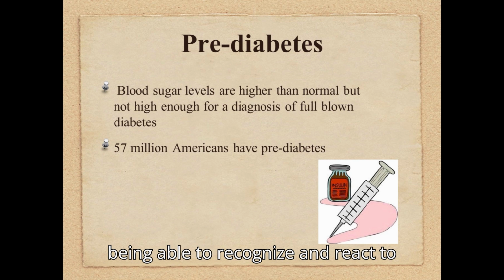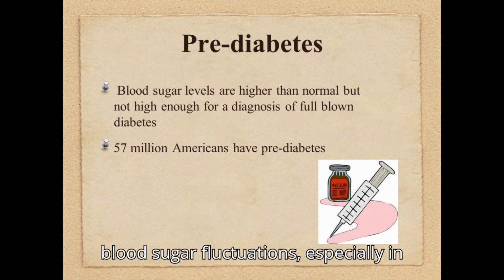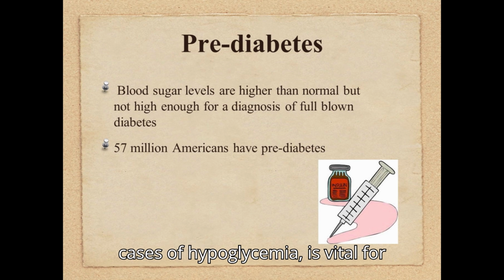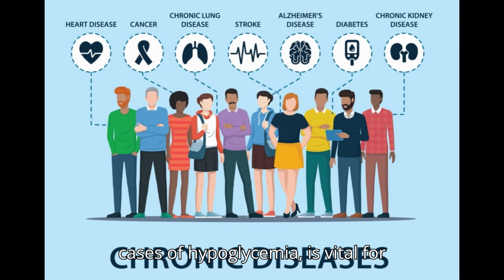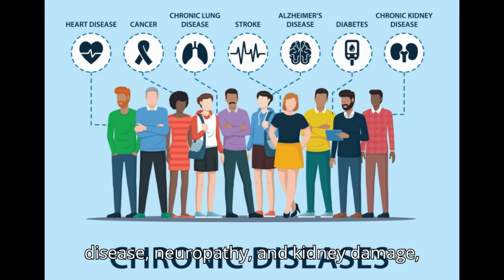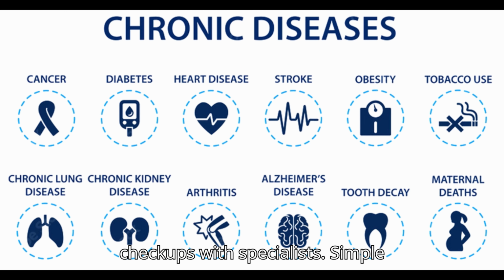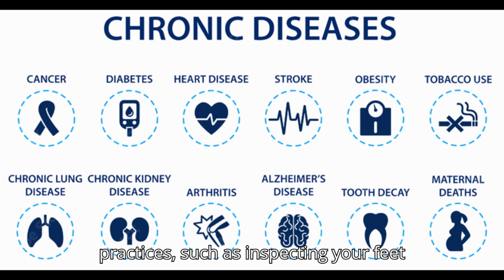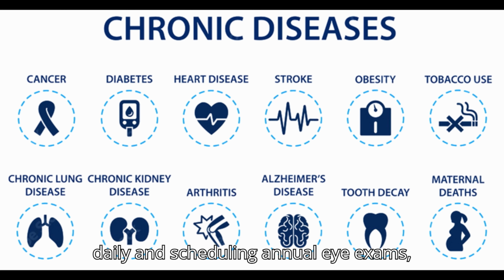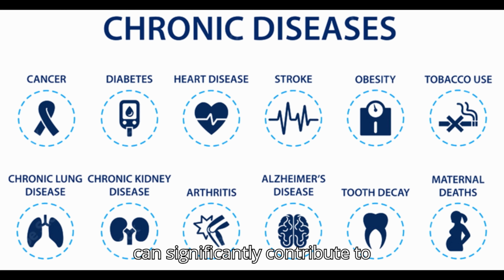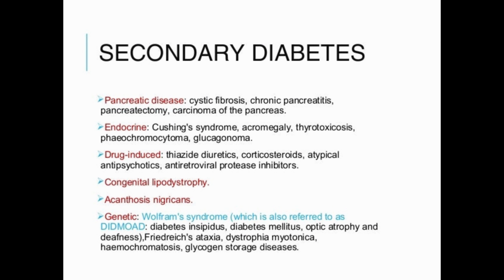Furthermore, being able to recognize and react to blood sugar fluctuations, especially in cases of hypoglycemia, is vital for immediate safety and long-term health. Preventing complications related to diabetes, including cardiovascular disease, neuropathy, and kidney damage, requires ongoing vigilance and routine checkups with specialists. Simple practices, such as inspecting your feet daily and scheduling annual eye exams, can significantly contribute to maintaining a high quality of life.